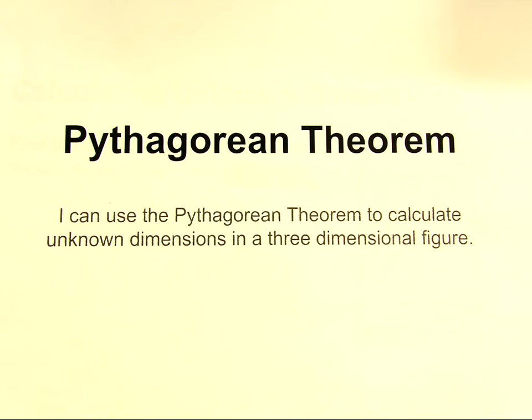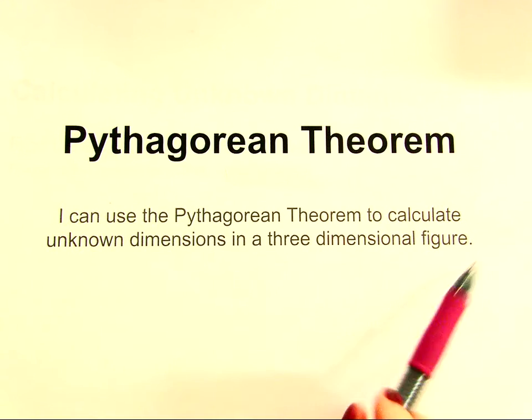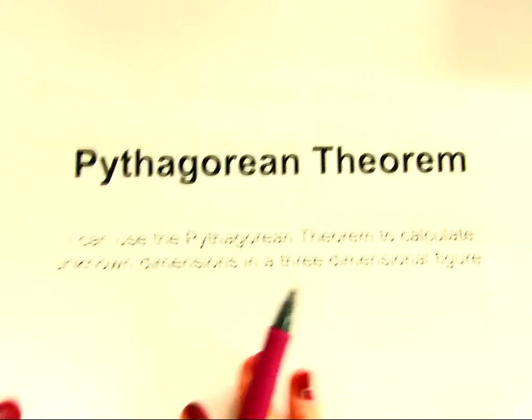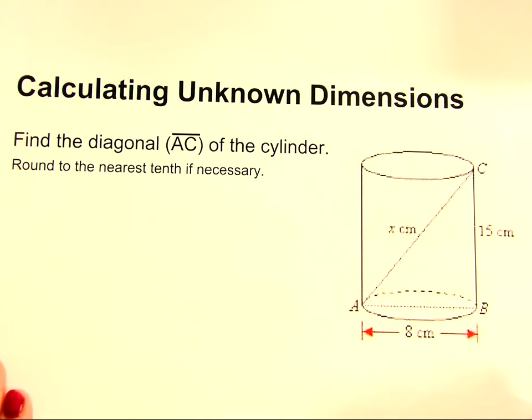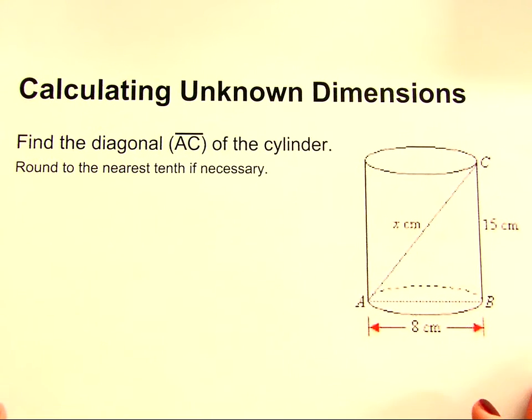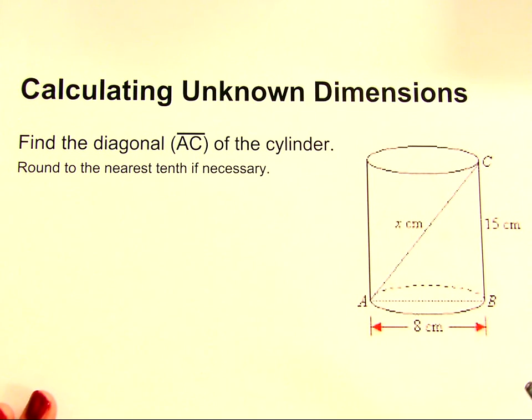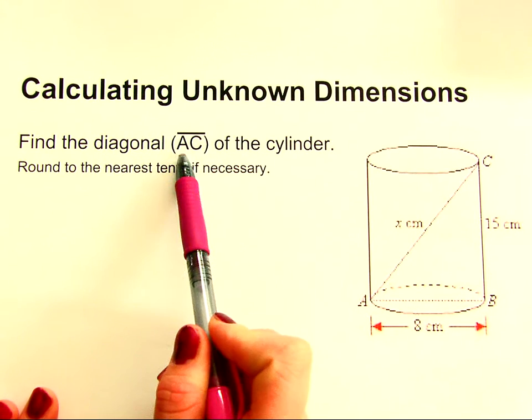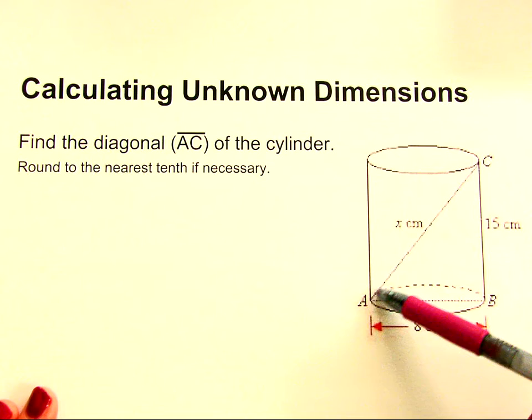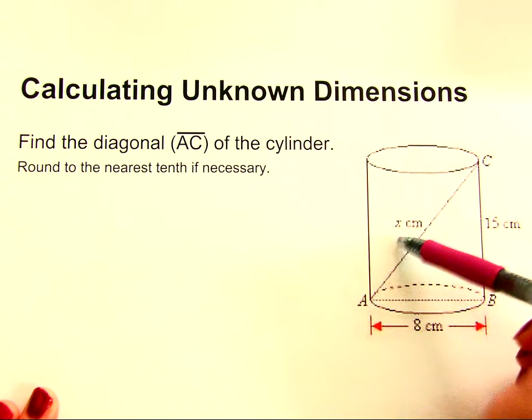Alright, the Pythagorean theorem and three-dimensional figures. So anything three-dimensional is what we're going to look at in this video. So right here we have a cylinder. So find the diagonal of line segment AC. So this line here. It's the value of x.